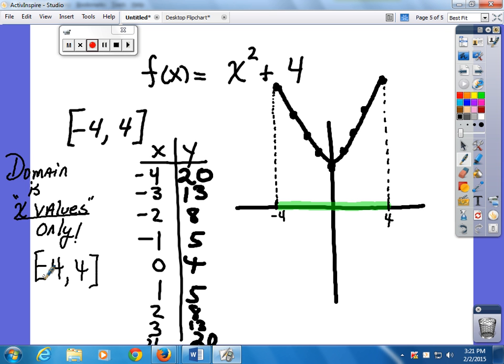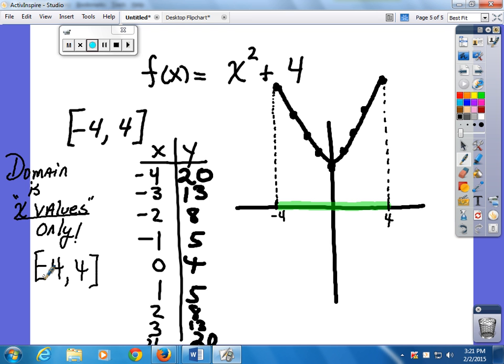But if I give you a restriction on the domain, then I'm basically withholding, or holding you back as far as the numbers that you can use. Now, if I restrict you on the domain, that means you're restricted on the range, because the range is dependent upon the domain.